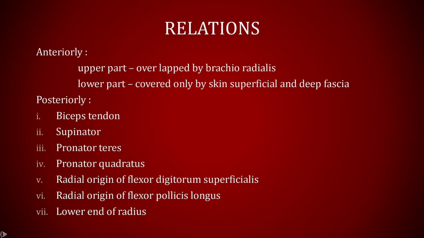Relations. Anteriorly, the upper part is overlapped by brachioradialis, and the lower part is covered only by skin, superficial fascia, and deep fascia. Posteriorly, biceps tendon, supinator, insertion of pronator teres, radial origin of flexor digitorum superficialis, radial origin of flexor pollicis longus, pronator quadratus, and lower end of radius.